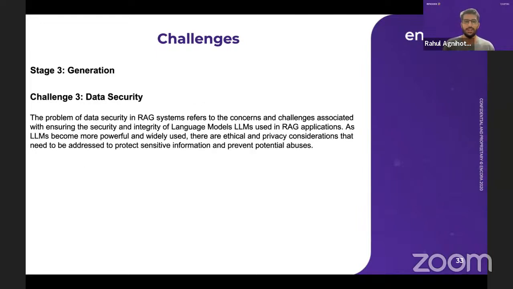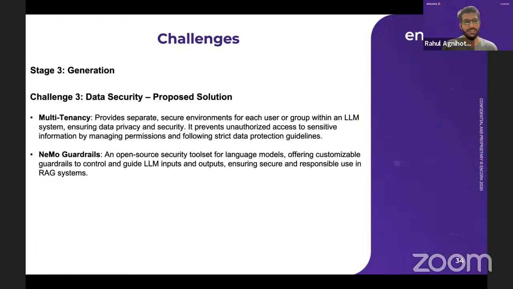The third is data security. This is very important, and since you're using it for your own private data, it is very important to secure data, not just at the organization or college level, but also at the user level. This can happen in two ways. You can have something called multi-tenancy, where you keep your users' data separate, and so you ensure data privacy and security for each user, or a group of users, or teams separately.